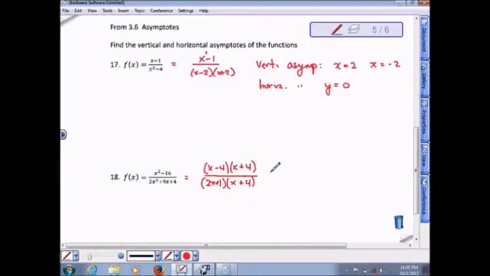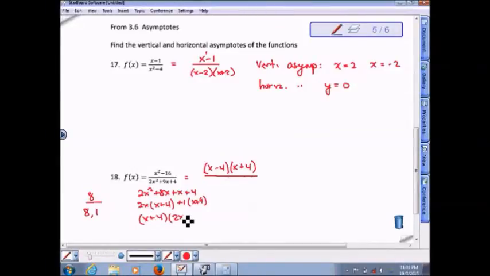So let me go back and show you again the process. 2 times 4 is 8. We need two numbers now that add to 9 that multiply to 8, and that's 8 and 1. So this is 2x squared plus 8x plus x plus 4. So we have 2x factored out, that leaves x plus 4. There's a 1 factored out of that, which leaves x plus 4. So it's x plus 4 times 2x plus 1.